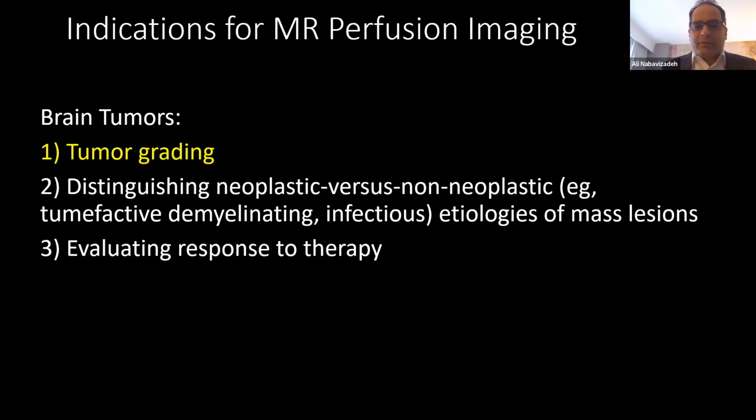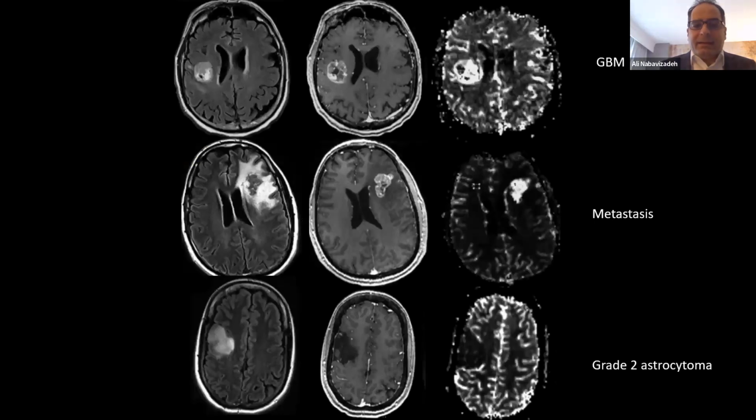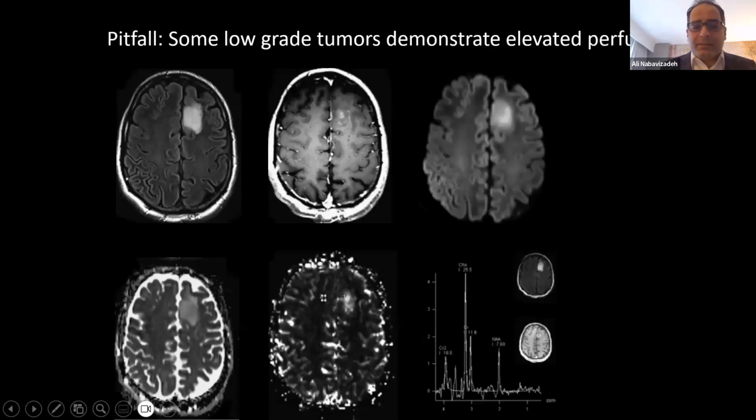So I'm going to go over quickly the different indications of using perfusion imaging in brain tumors. One is tumor grading, and higher grade tumors, like you can see here, GBM and metastasis, usually have much higher perfusion compared to lower grade gliomas, as you can see in the bottom row.